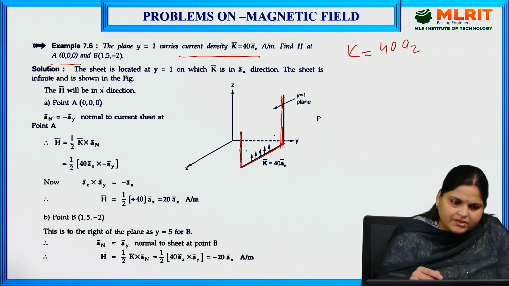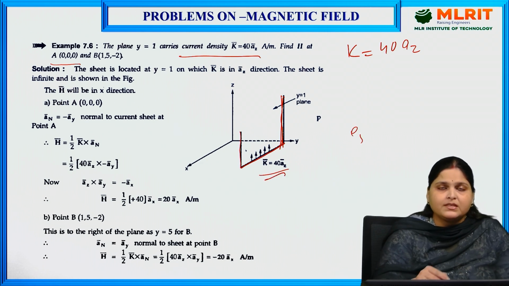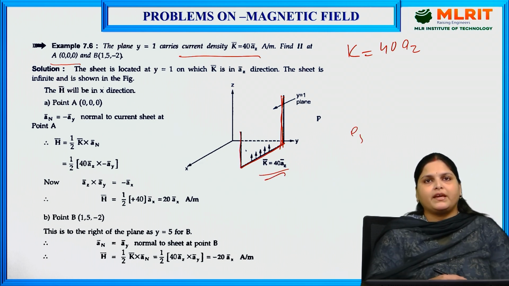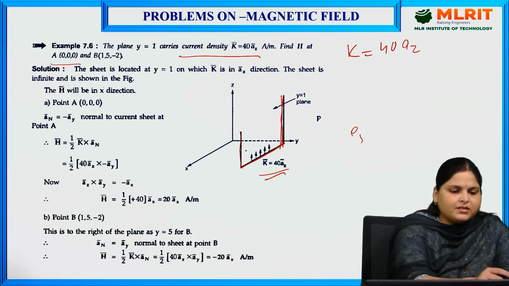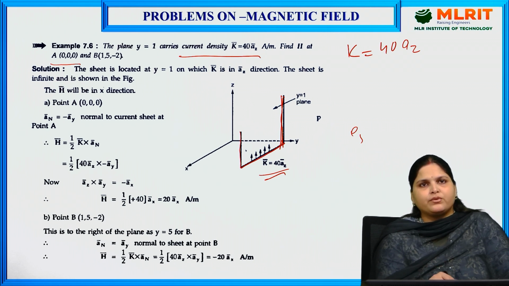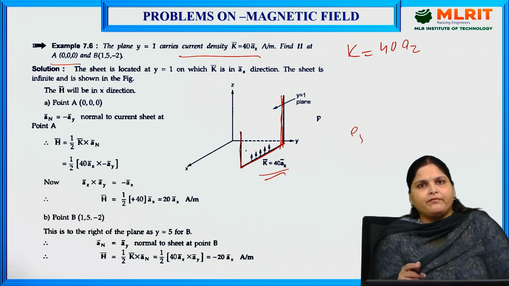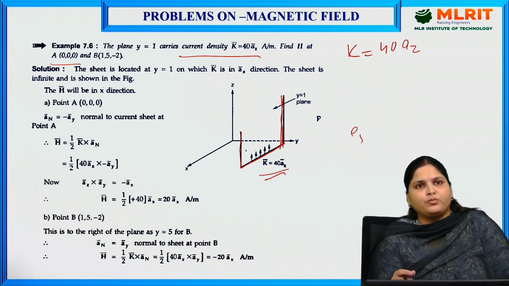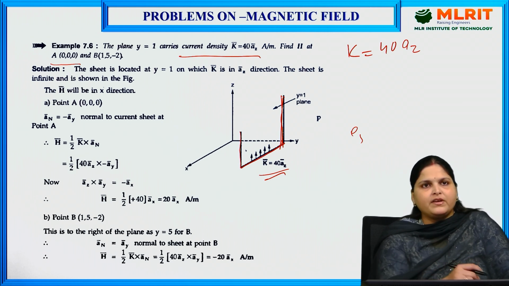Charge density, generally surface charge density, we write as rho. Here it is given as K and the value is 40 Az ampere per meter, right? Next, we can see that the sheet is located at y equals 1, right? The sheet is infinite, because the points are not given that it is extending from which point to which point. So we will consider that the sheet is infinite, right? So let's find out the field intensity one by one.